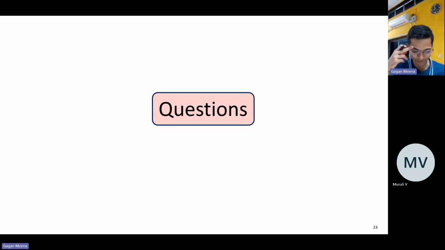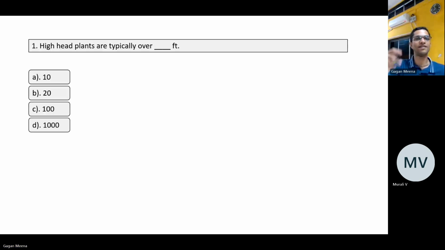And the last question is a numerical, also on hydro. This is a simple question. Most of the things we already discussed. There's no sense in more than 1000. Which type of turbine? We use this impulse type. Pelton is the impulse type.